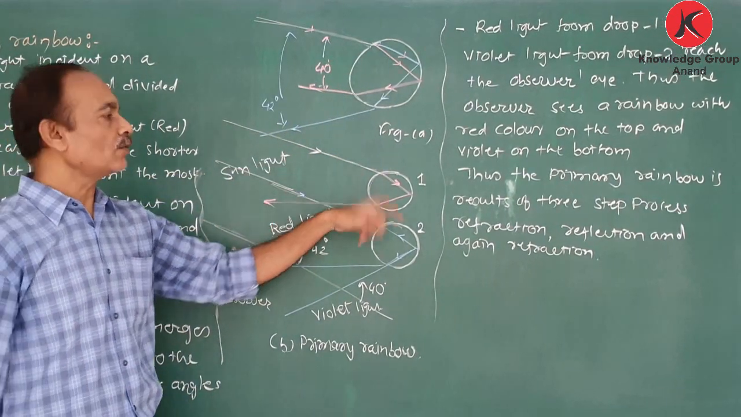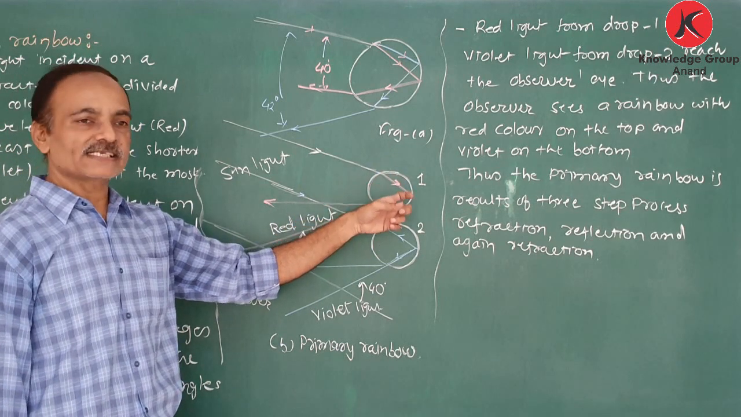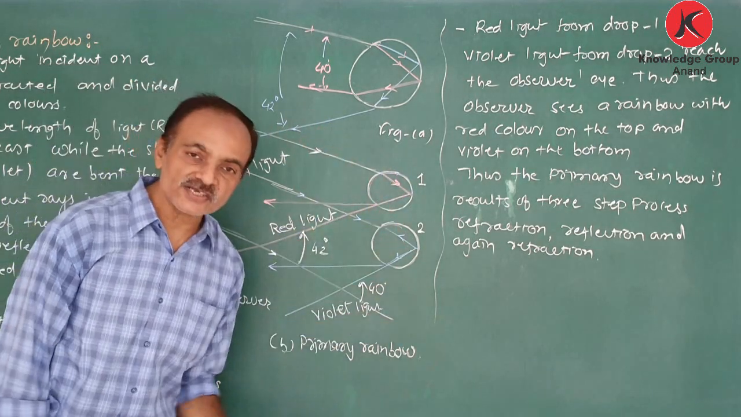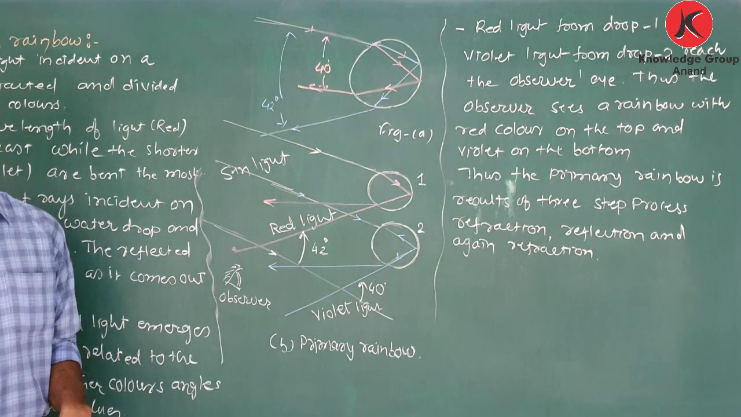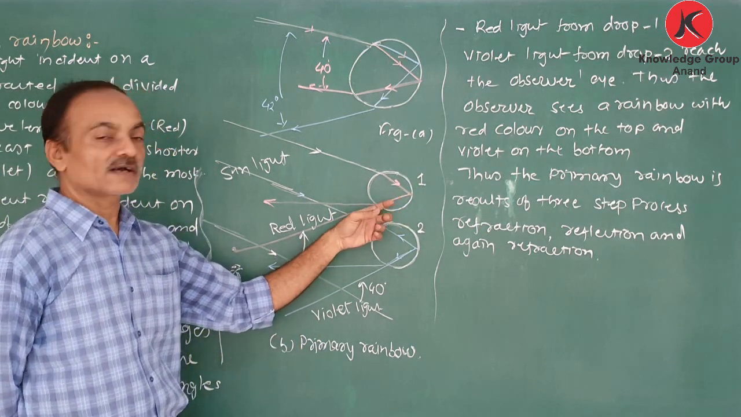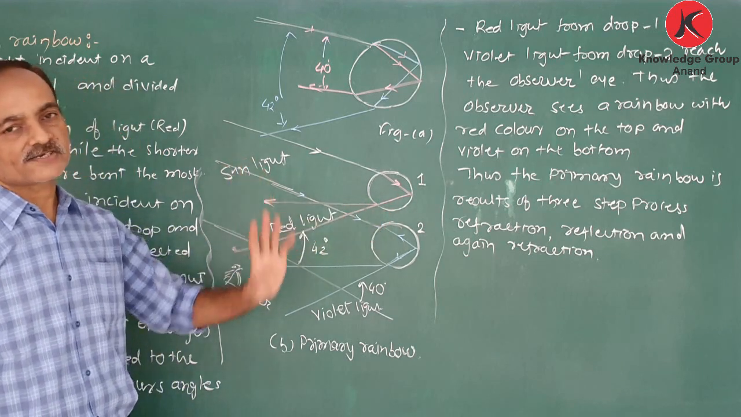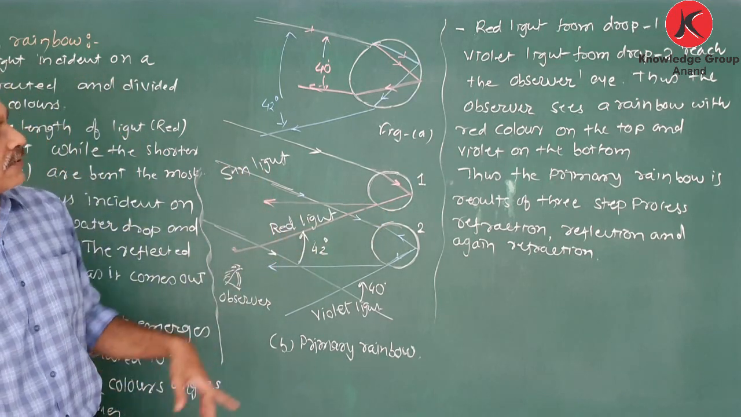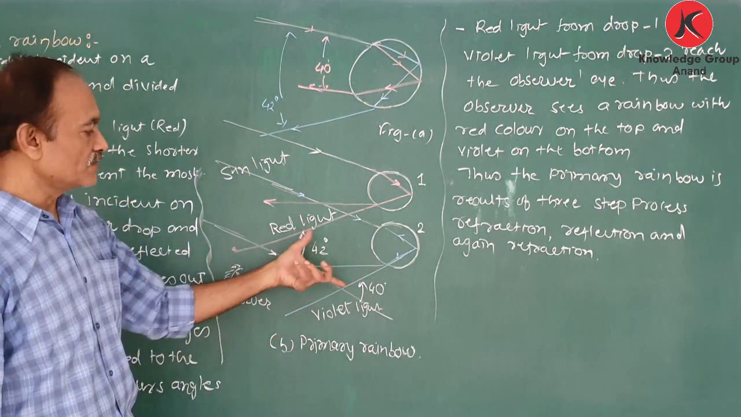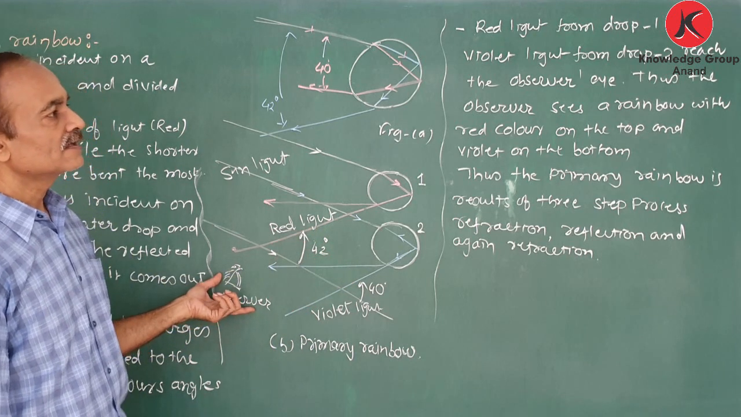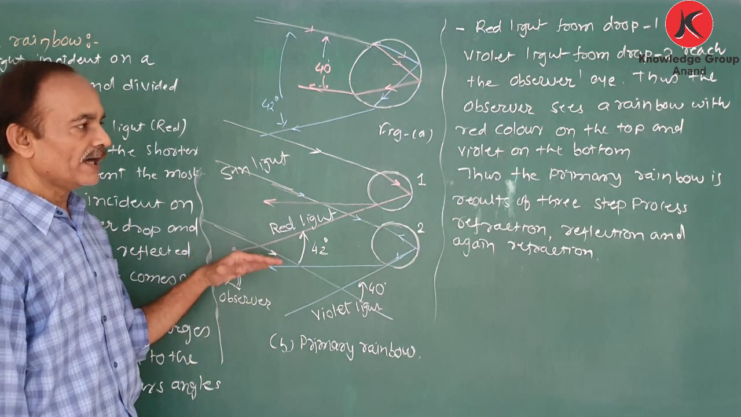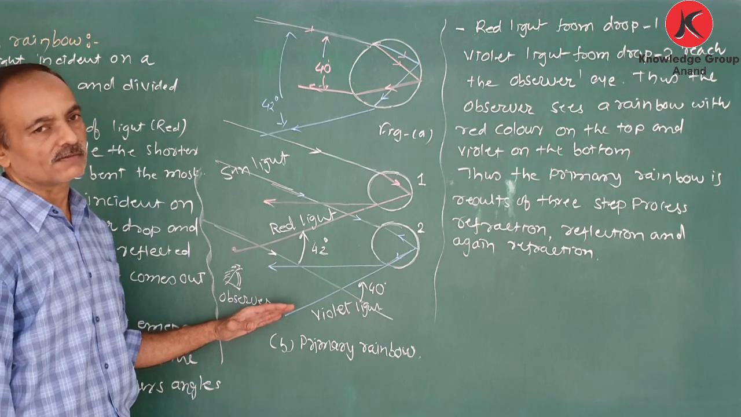The sunlight is incident on the first drop. Again, it gets divided into its constituent colors, and then it is incident on the inner surface of the water drop. Right? After internal reflection, it is incident on the other surface and then refracted again. Therefore, the red light from drop 1 and the violet light from drop 2 reach the observer's eye. Thus, the observer sees a rainbow with the red color on the top and violet on the bottom.